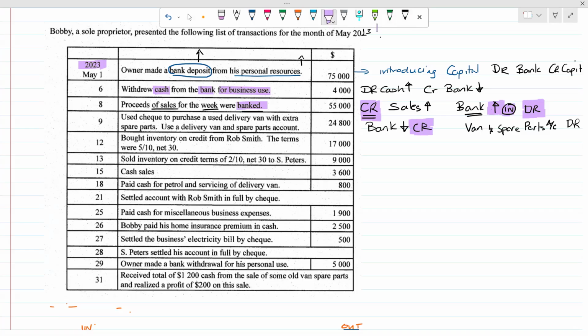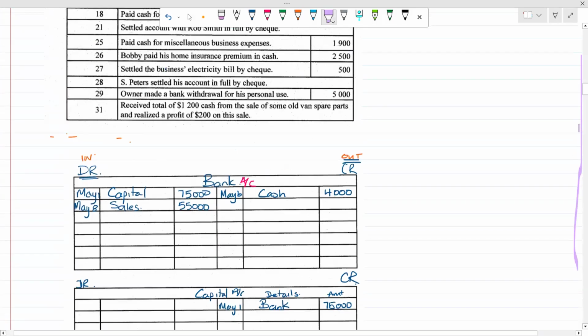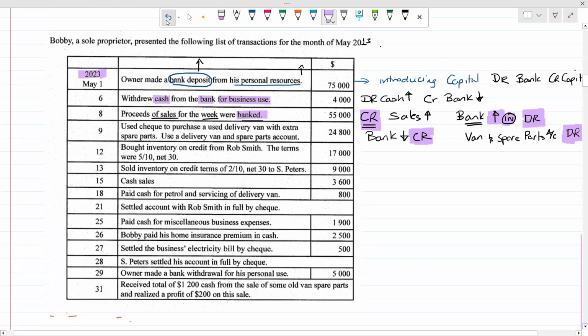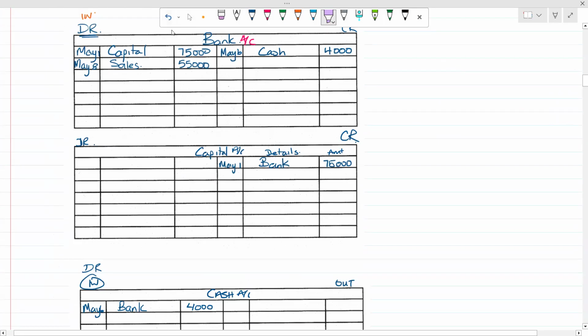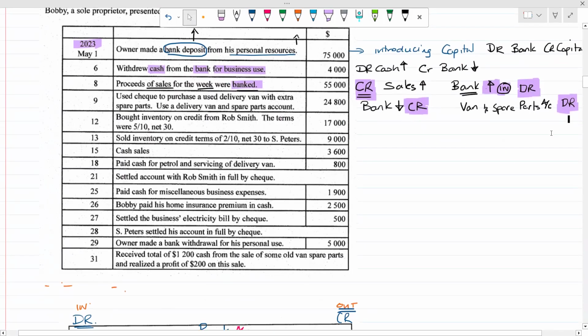So always follow the money. Once the transaction involves money, that's an easy transaction to work out, because you can quickly identify if you're going to be debiting or crediting the bank, or if it involves cash, if you're debiting or crediting the cash. And once you work out one half, the other half has to be the opposite.